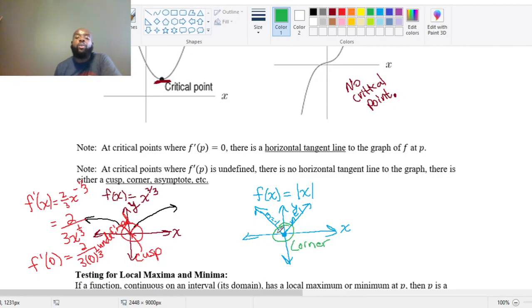And so if we try to do the derivative from the left and do the derivative from the right, they would not equal each other. And so we don't have a derivative here for this function. It's undefined at x equals 0. And graphically, it appears as a corner.